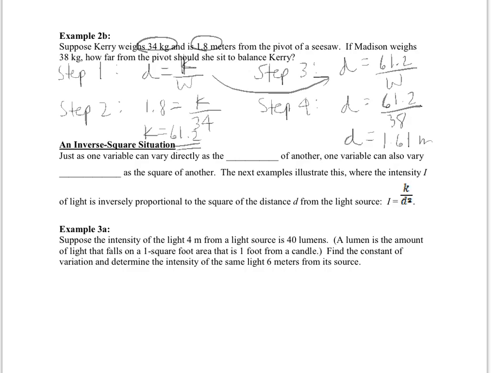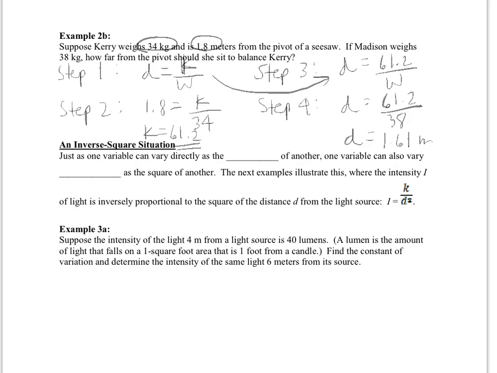She needs to sit 1.61 meters away, which makes sense because she weighs more than Carrie, so Carrie gets to sit further away. Madison has to sit closer because she weighs more, because the weight and the distance are inversely related. So let's talk about an inverse square situation.